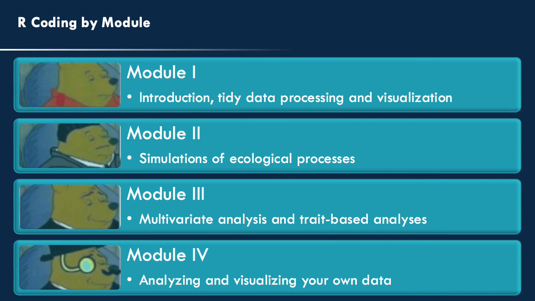The second module is going to be simulations of ecological processes. It's a fun one. I think it's really empowering to play with simulating numbers in R and to plot them to see how different processes would shape an interaction. The third module will be multivariate analyses and potentially some trait-based analyses, which kind of fall into the same framework. And then the fourth module, which is really sort of spaced out throughout the second half of the semester, is to analyze and visualize your own data.